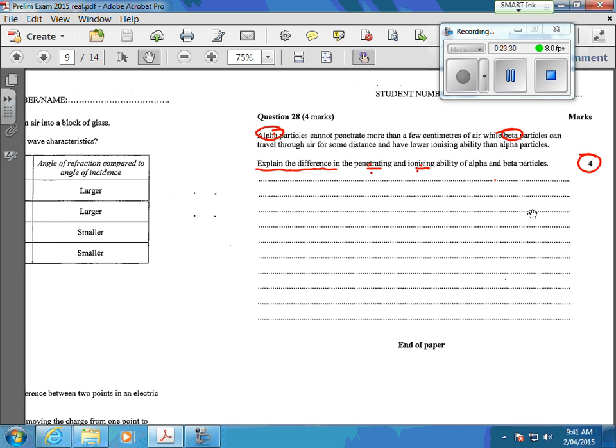Beta particles are small, highly energetic, and fast moving. So they suffer from fewer collisions, and it generally takes a collision with a nucleus to deflect them or stop them.